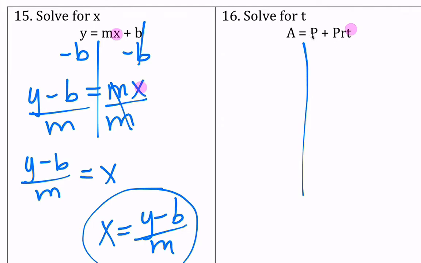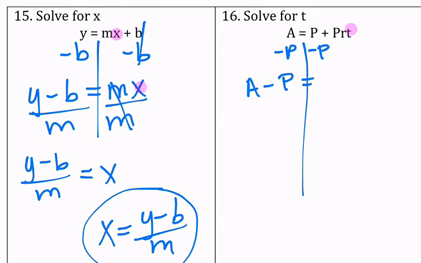Okay, so let's not make a mistake. This p right here is not directly touching t, so these are not being multiplied together, so let's not divide. To get rid of this p, I notice that it's a positive, so to get rid of a positive, we do the opposite, so I'm going to subtract p. What I do on one side, I do on the other. So on the left, I had an a, and I subtracted p, so a minus p.